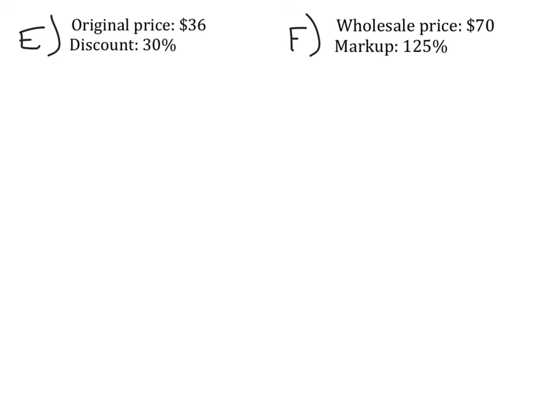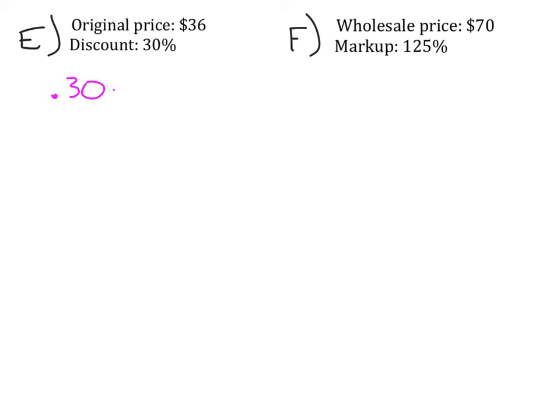Let's look at two final examples here. In example E, we know the original price and we know the discount. We don't know what we're buying, but we don't really need to. If we know the price of the item and we know how much money we're going to save, we can find what the final price is. To find the discount, we have to do 30% of 36.